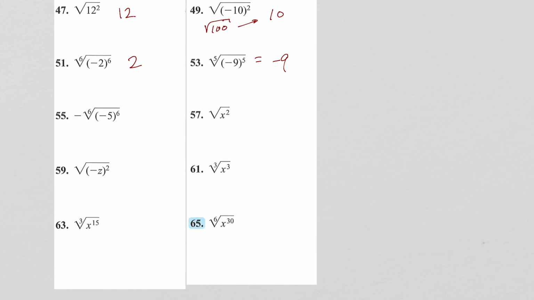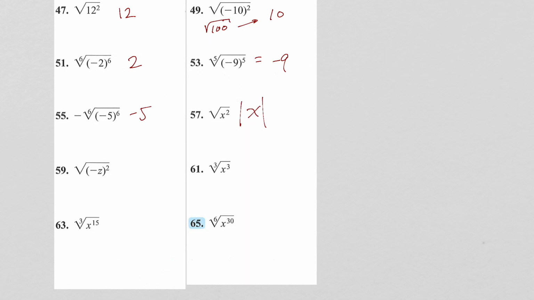Ignoring the negative for the time being, this will become a positive 5 because we're taking it to an even power and then back down. That'll be a positive 5, but then we tack on the negative, so this will be negative 5. This will be x. Actually, this is the absolute value of x because we don't know if x is positive or negative.